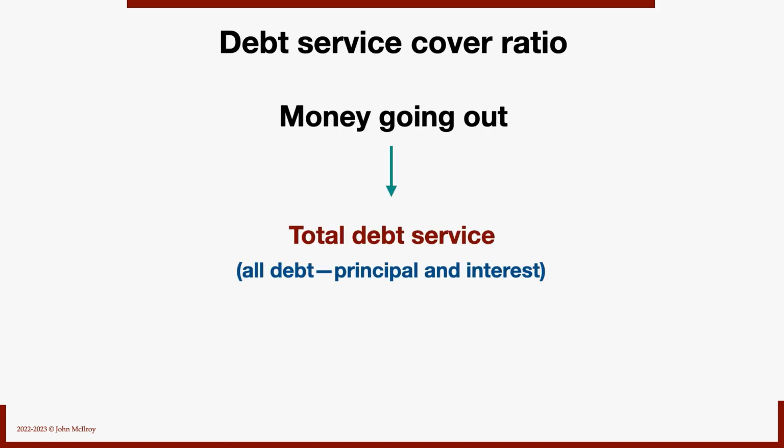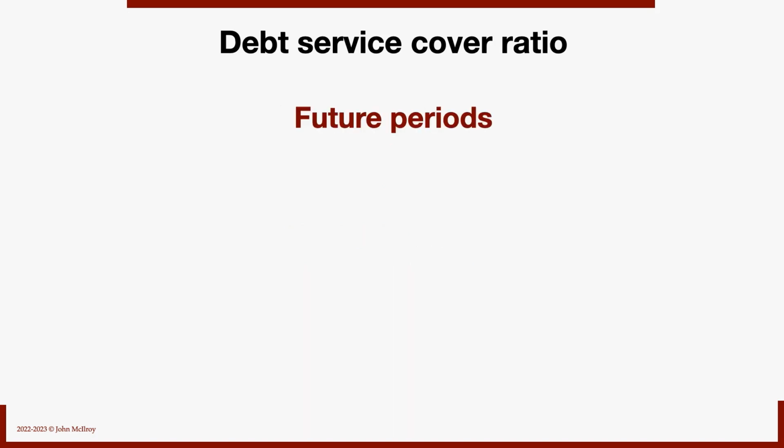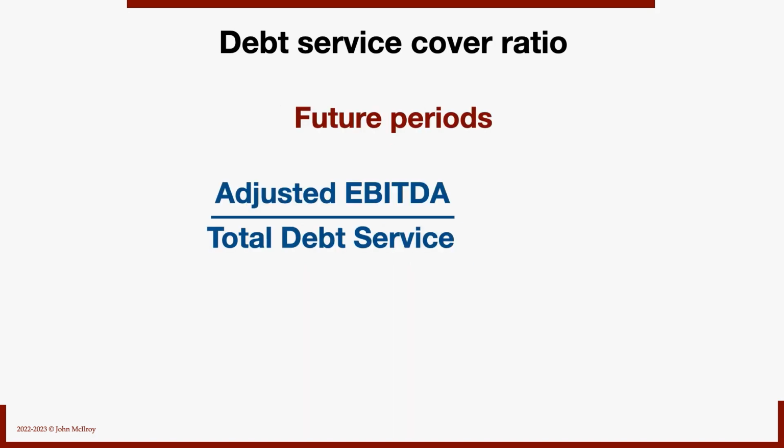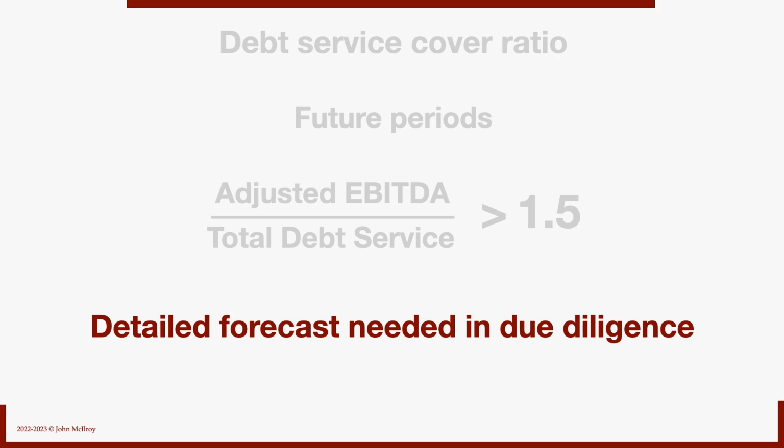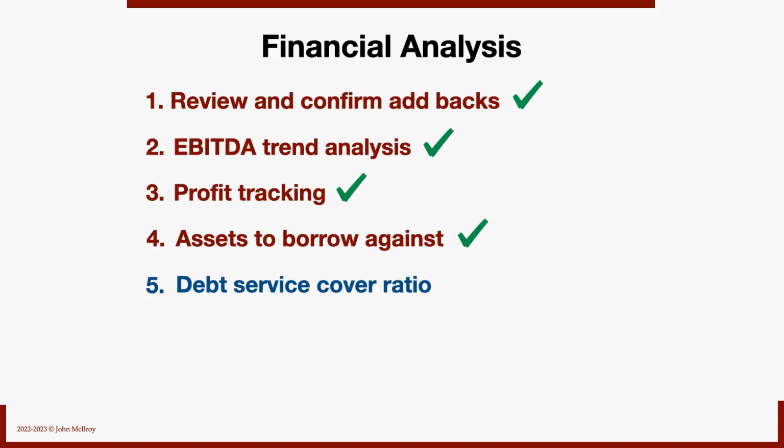In terms of the money going out, that's just total debt service. That's all debt, principal and interest. So for future periods, we'll be looking at the adjusted EBITDA over the total debt service. We want to make sure that's greater than 1.5, and if it is, we're in good shape. That's really all we need for initial screening. We'll do a detailed forecast when we get to due diligence, but that's debt service cover ratio, definitely an important part of the financial analysis.